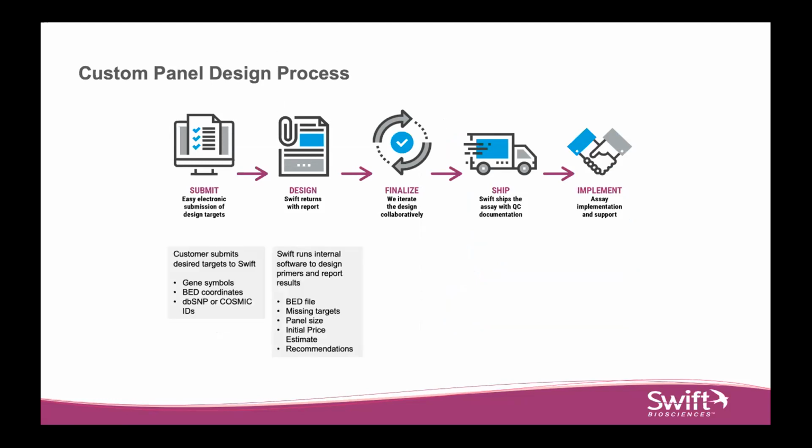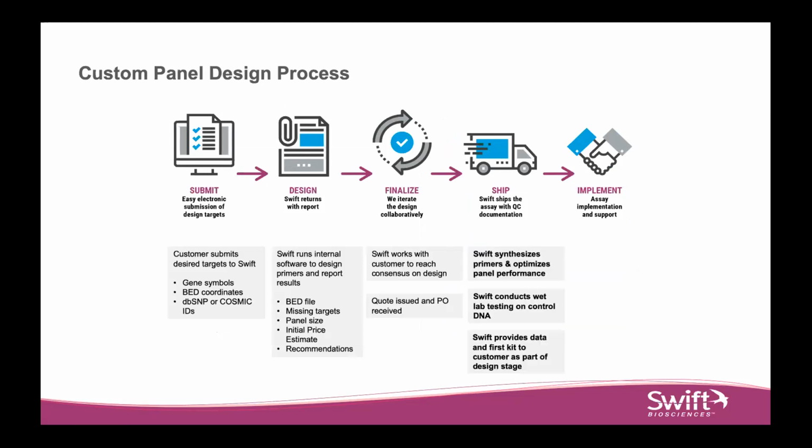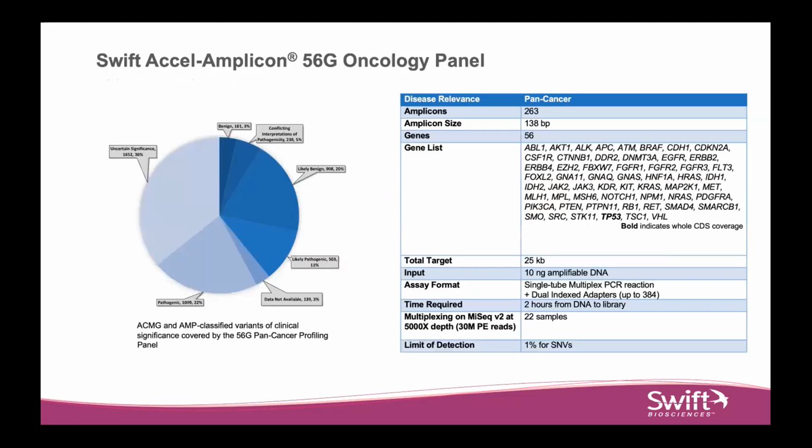If you do wish to do a custom panel with us, there's a process by which you submit those targets to us. Swift runs our design software to produce a design report. And once we agree on the design consensus, we'll go ahead and synthesize the primer and optimize the panel performance. There's a wet lab testing process that we do to optimize the panel against control DNA. And then we'll provide that assay to you so you can implement it. Custom panels are also supported by the VarSome platform.